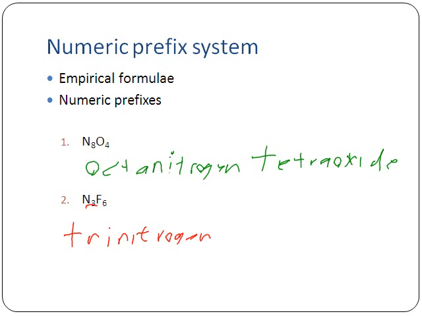And so we got trinitrogen for our first part. Our second part here is going to be the fluoride, the fluorine on the end. Since it is an anion, it's going to be fluoride. We have 6 of those. The prefix for 6 is hexa. So in this case, we would do hexafluoride. And so trinitrogen hexafluoride is what we're going to have for this particular formula right here. And so this is how you'd use the numeric prefix system.